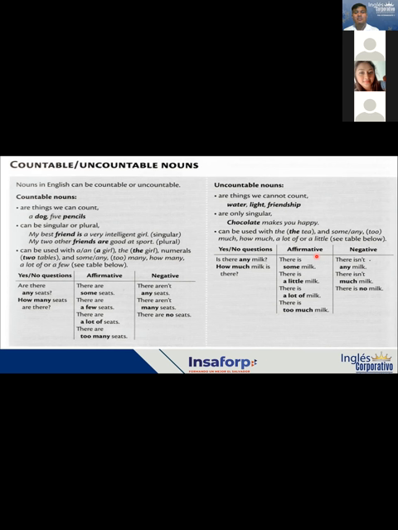Another very important characteristic about uncountable nouns is that they cannot have plurals. They can only be singular. That's why it says here, are only singulars. Examples, we have chocolate. Chocolate makes you happy. Would it be correct if I say chocolates makes you happy?